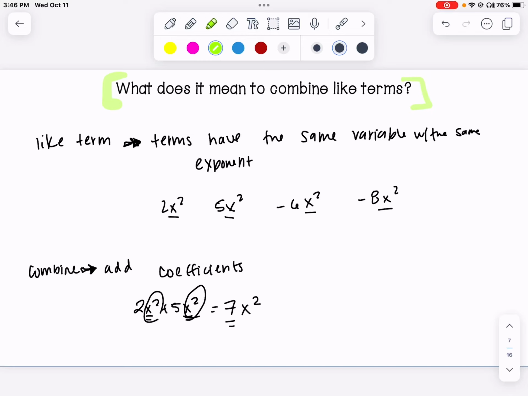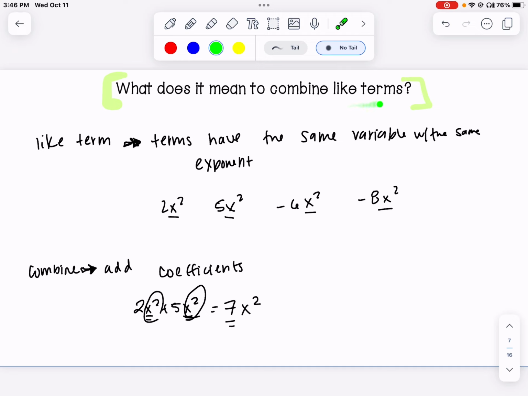All right, so in this video, we're going to talk about some of the operations that go with polynomial expressions, specifically looking at adding and subtracting. So anytime we're adding or subtracting polynomial expressions, I often hear this phrase, to combine like terms. But when we say that, what do we actually mean?